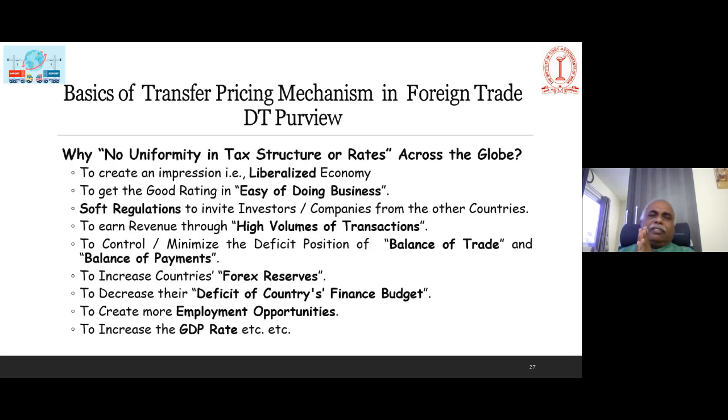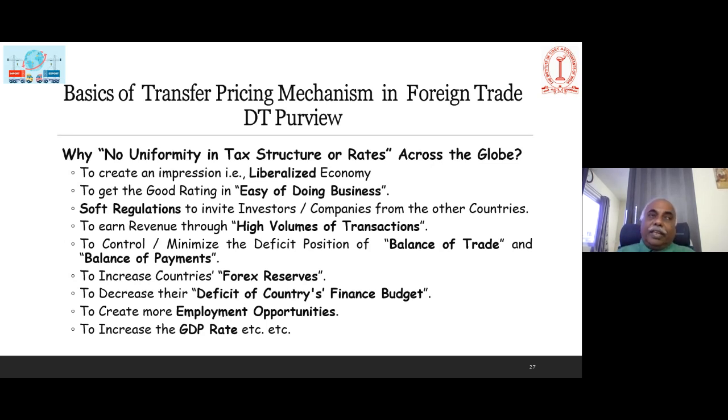Why is there no uniform tax structure or rates across the globe? Different countries follow different tax practices, and on account of these differences, some corporates or companies use that opportunity. Some countries charge less tax to create an impression of a liberalized economy. Why? Once liberalized, the volume of transactions will increase, and then they will be benefited.